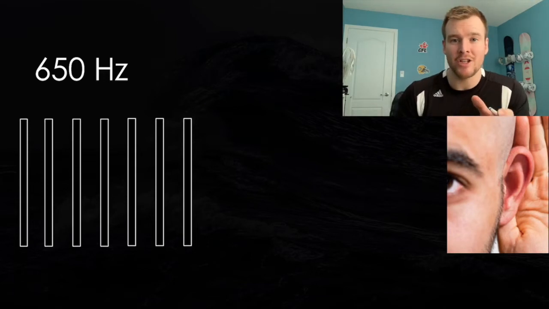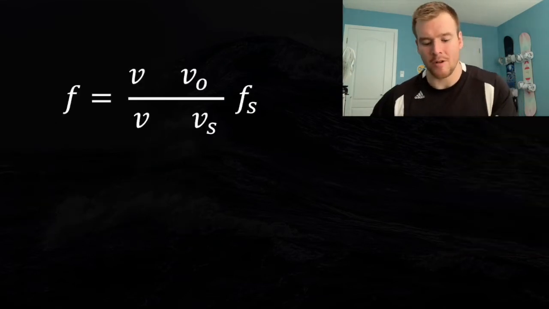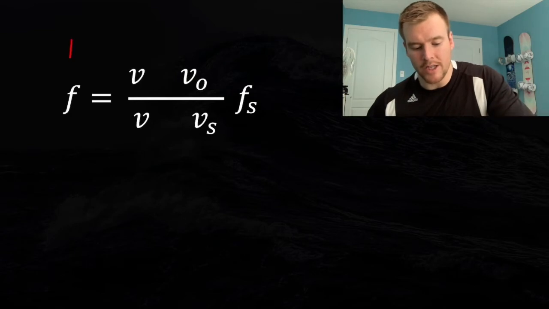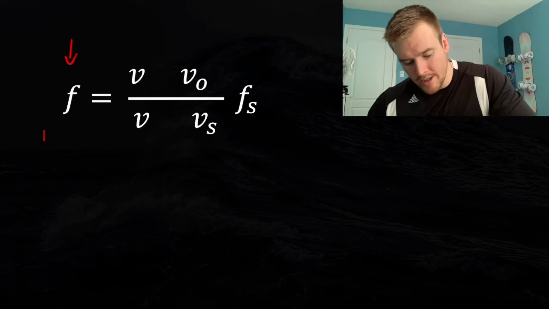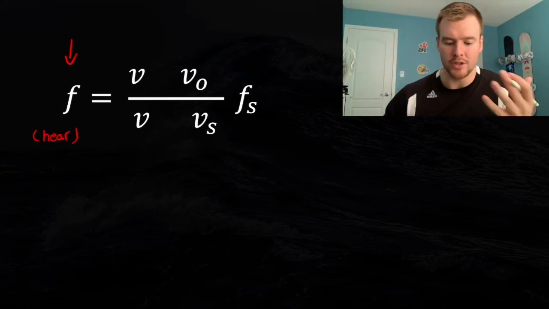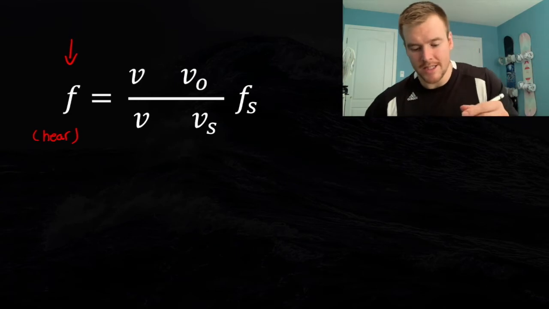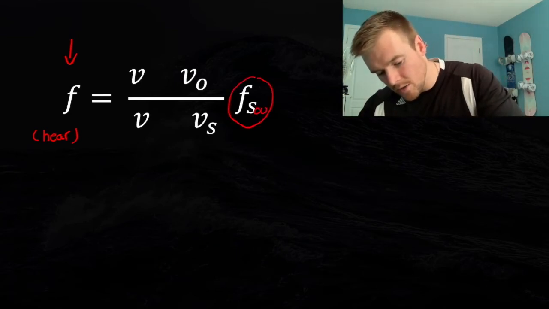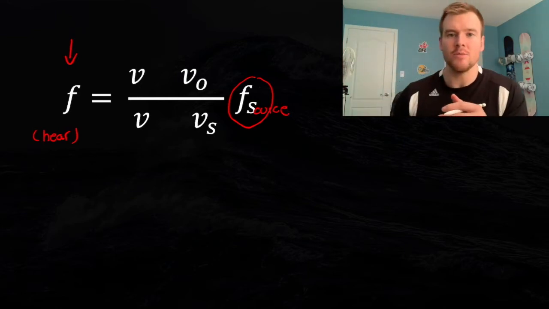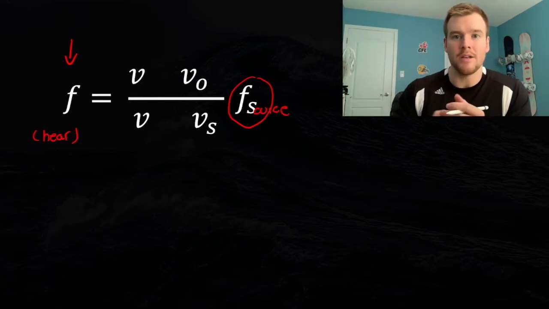So it's an apparent change in frequency based off motion, relative motion, between the source of the wave and the observer. And this is the formula that describes it. So this frequency over here is the frequency that we're going to hear. That's what the observer is going to think the frequency is. This is the frequency of the source. That's what's coming out of, say, the speaker.